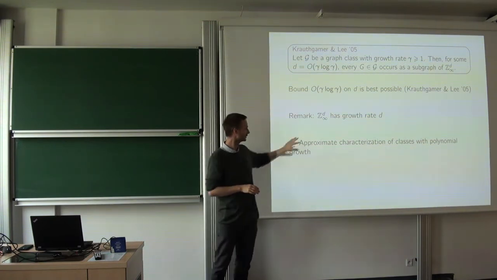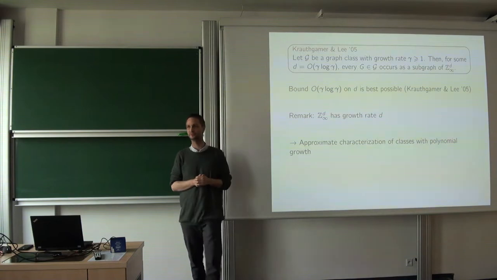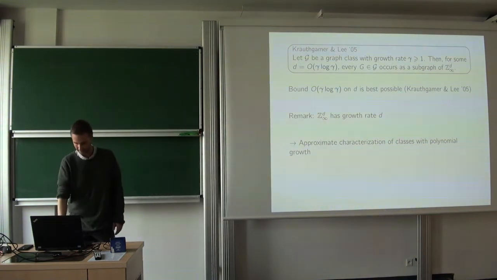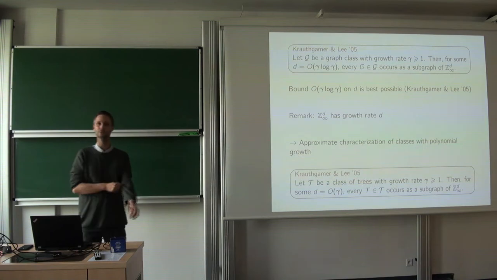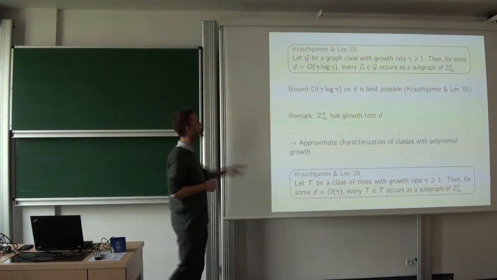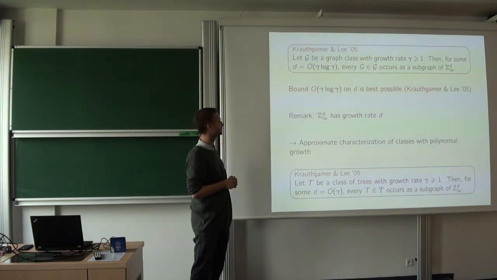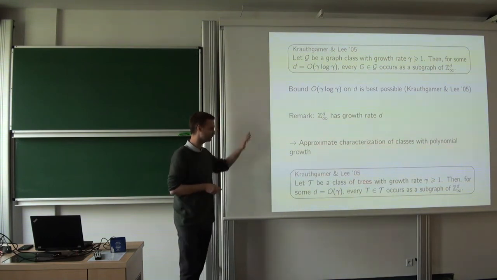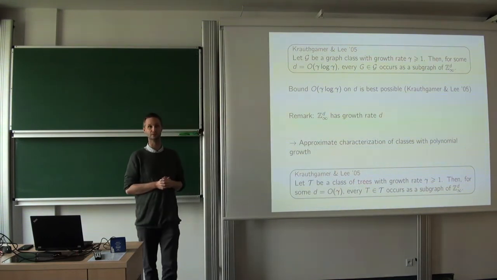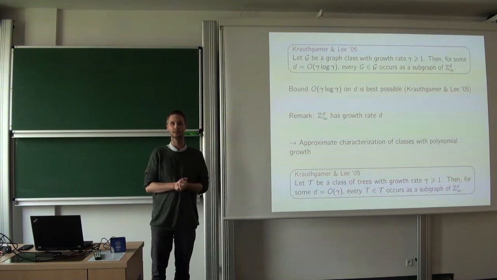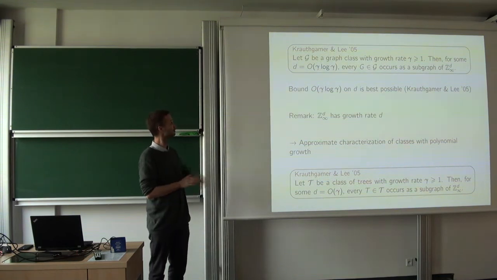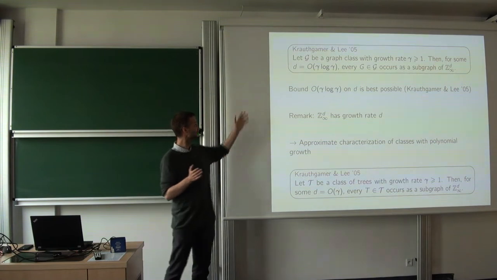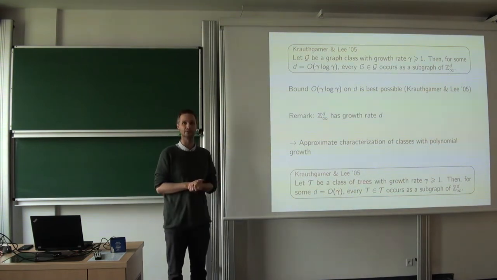Right, so it's an approximate characterization of all the classes with polynomial growth. That's very nice. Okay, so what are we going to do today? The proof of this is definitely not trivial, but quite nice. Let me give you a bit of history, and then we are going to look at the proof in a special case of trees. A bit of history is that, before the paper, this was an open problem, in the sense that it was open whether there was any function of gamma that worked.